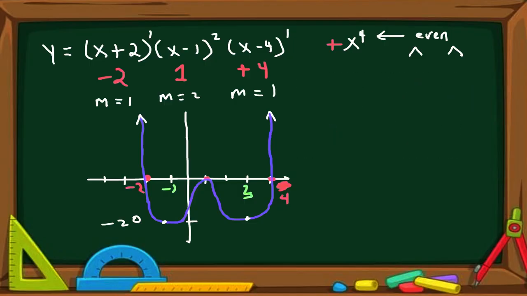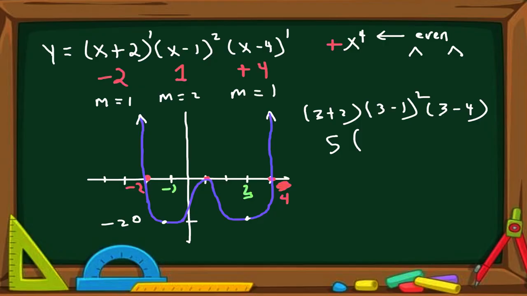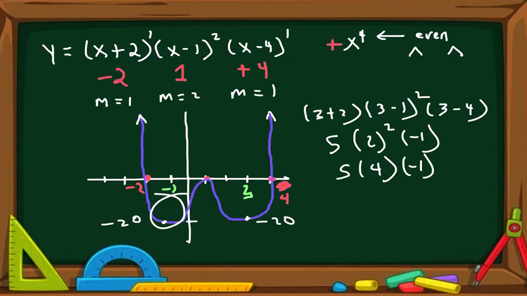So this should be 3 plus 2, and then 3 minus 1 squared, and then 3 minus 4. 3 plus 2 is 5, 3 minus 1 is 2, 3 minus 4 is negative 1. 2 squared times 4 times negative 1, that's negative 20. Okay, so these two peaks are of the same height for this particular example.